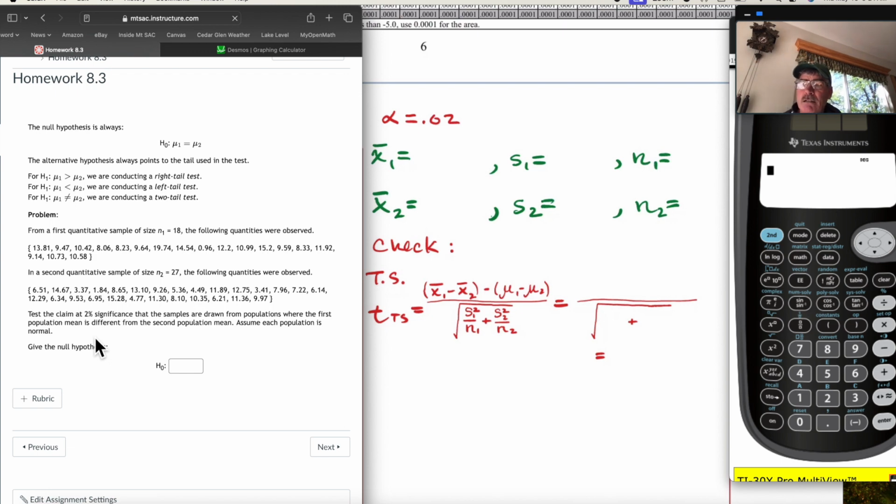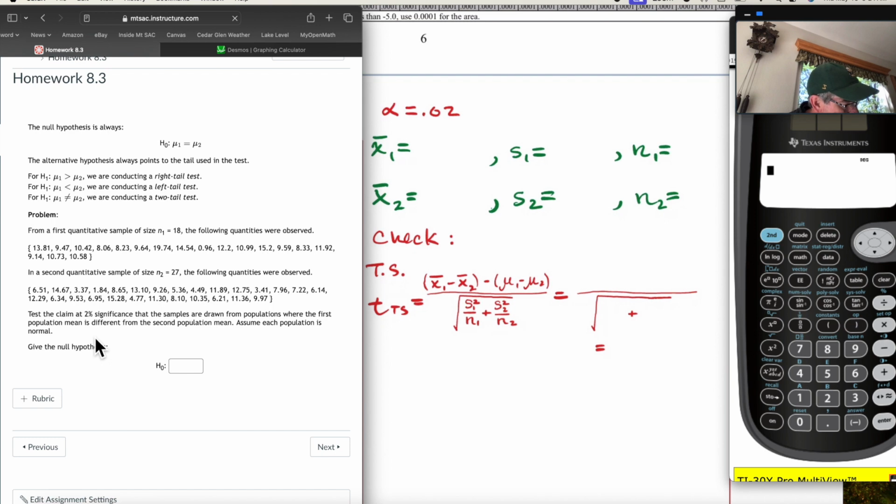The claim is that the samples are drawn from populations where the first population mean is different from the second population mean. So the null hypothesis is always that the means are equal. But our alternative will be that they are different, which means they are not equal. Mu1 is not mu2, and so that's a two-tailed test.